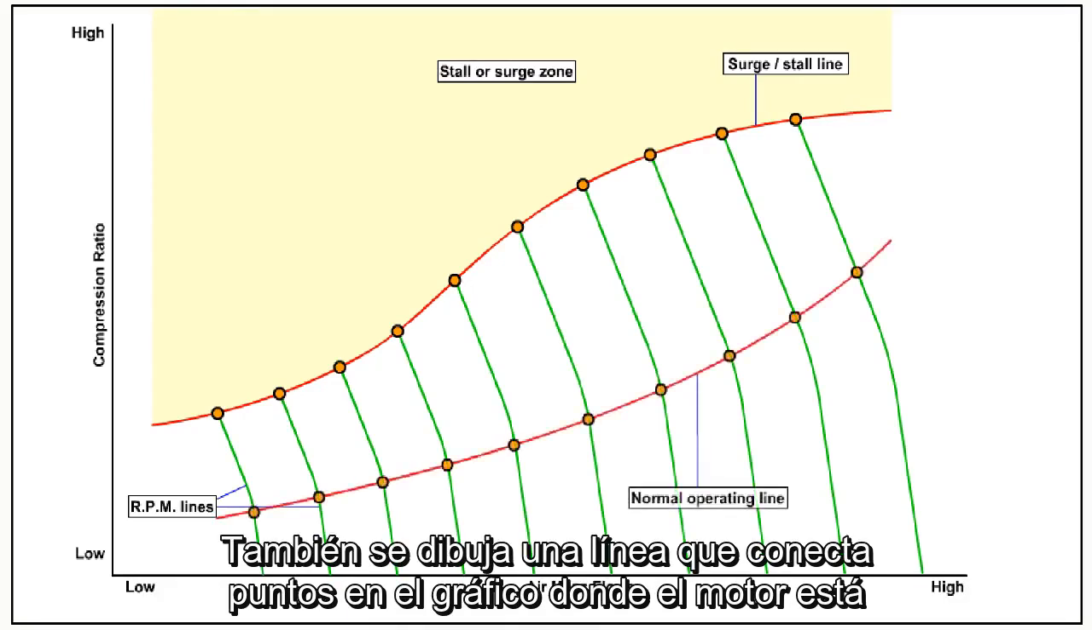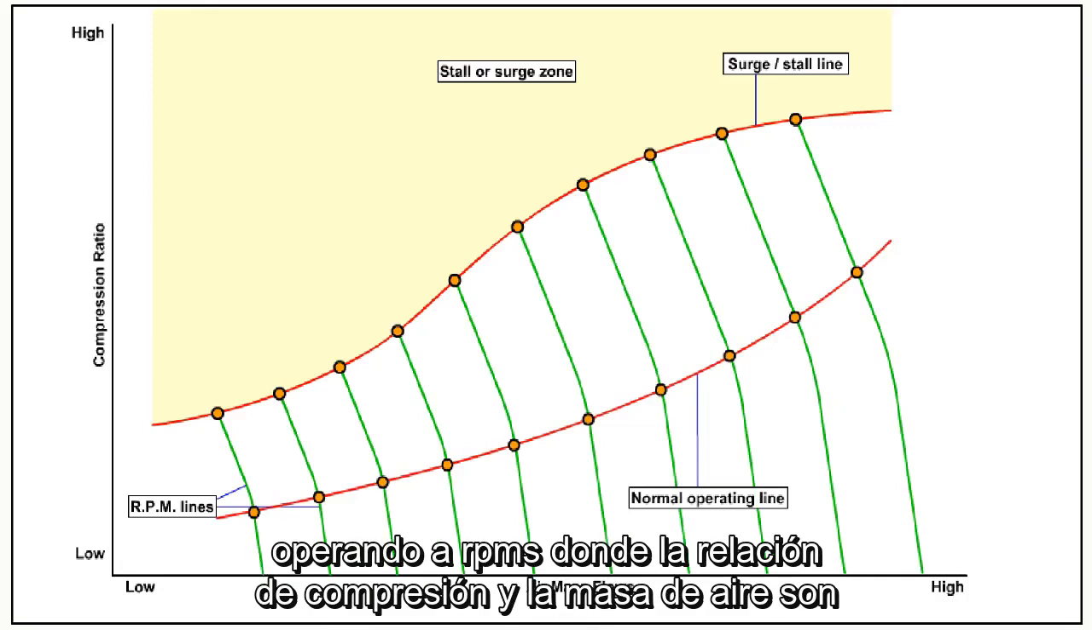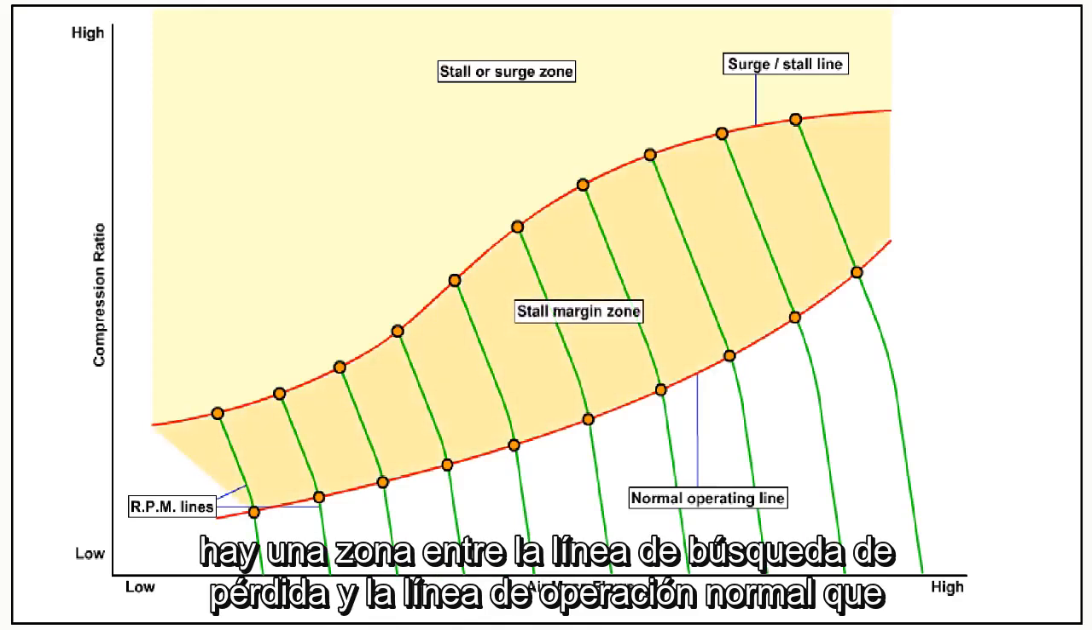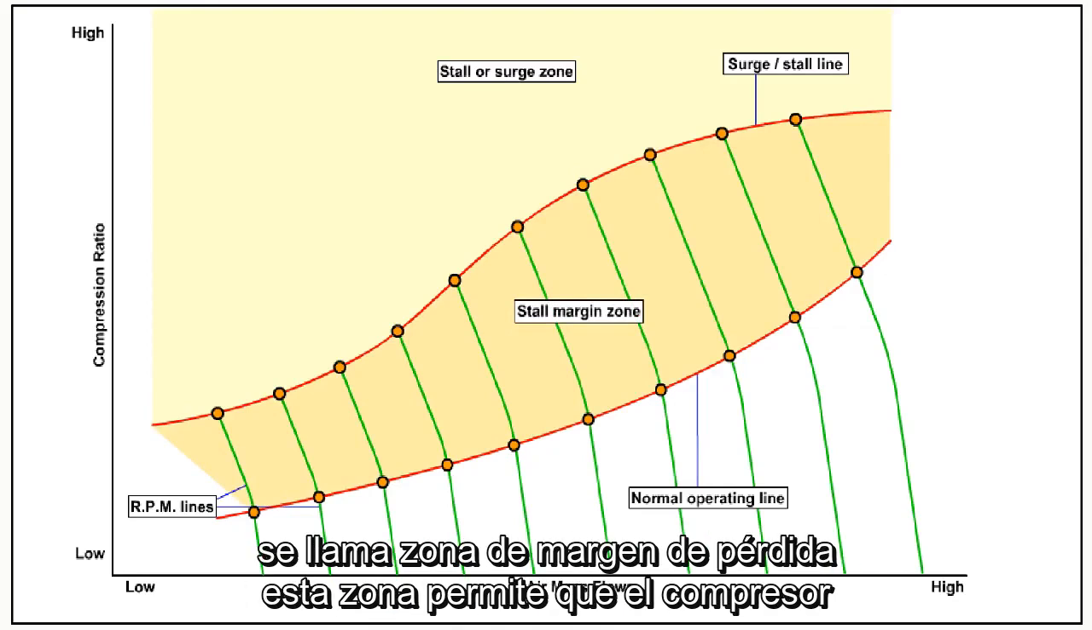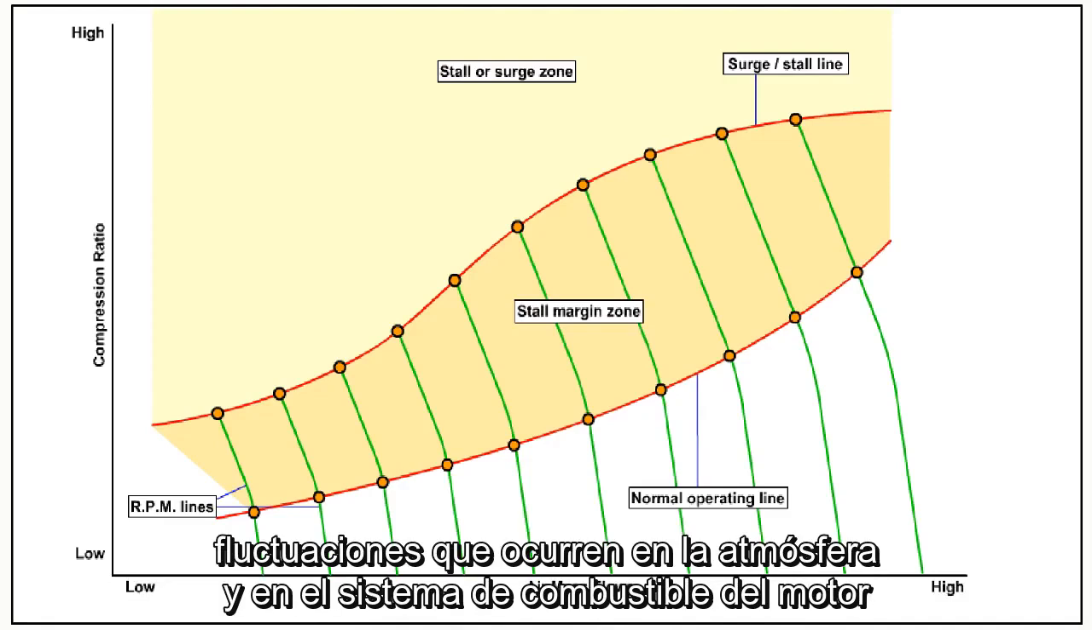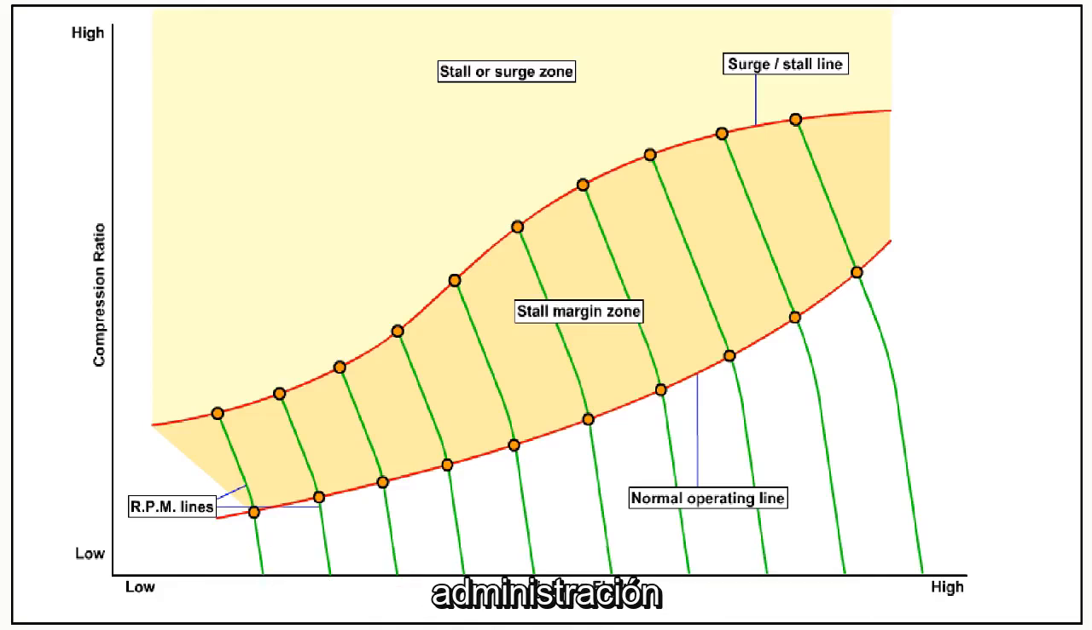A line is also drawn connecting points on the graph where the engine is operating at RPMs where the compression ratio and the air mass are proportionally matched. This is called the normal operating line. There is a zone between the stall surge line and the normal operating line which is called the stall margin zone. This zone allows for the compressor efficiency reducing throughout its working life, and the inevitable fluctuations which occur in the atmosphere and in the engine fuel system management.